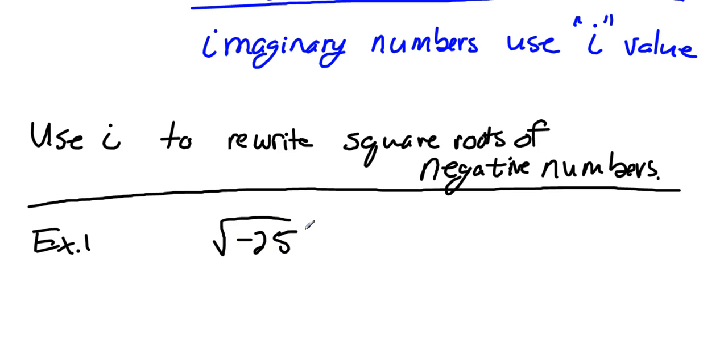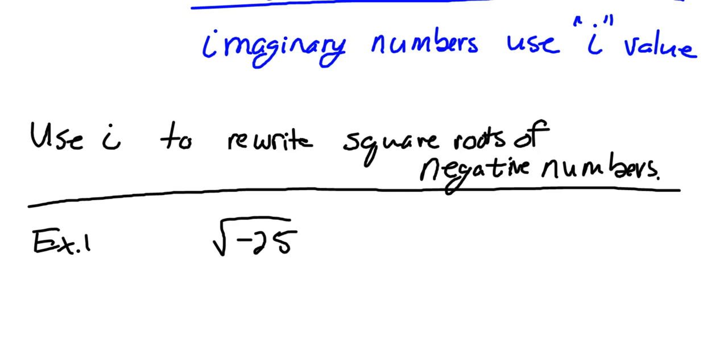Okay, so let's say you had something like this. They're going to ask you to simplify, or use i to rewrite the square root of negative numbers. You're going to start with the square root of negative 25. Now if you check it with your calculator, it's going to give you no solution, or an error message. It's not a real answer, and this is why they call it an imaginary answer.